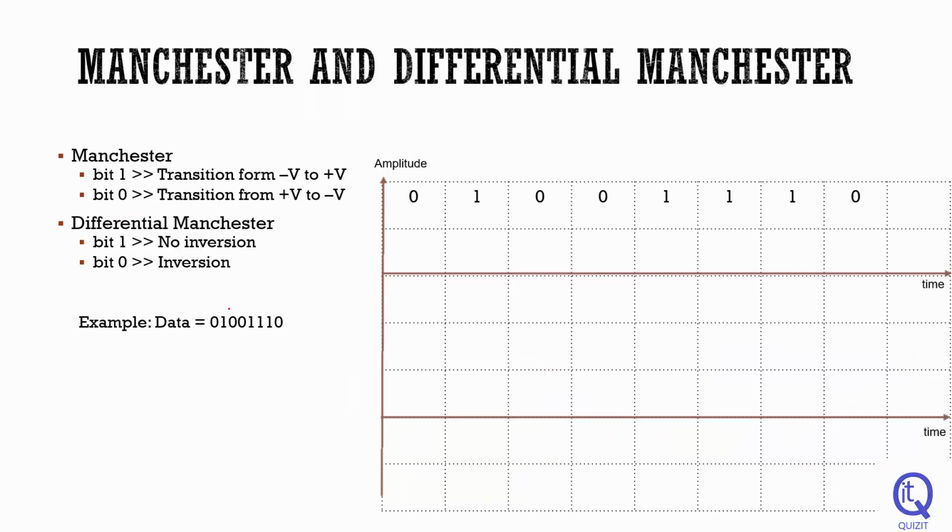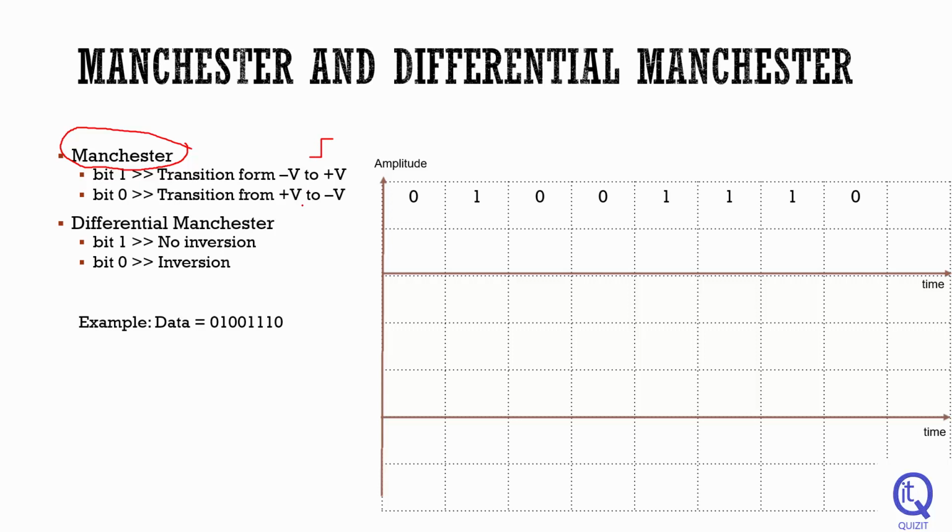So now the last encoding scheme, Manchester and differential Manchester. In these schemes, it includes extra transitions in the middle of the intervals. The benefit of this extra transition is it provides synchronization information. So here, when we talk about Manchester encoding, for bit 1, we have to make a transition from negative voltage to positive voltage. And for bit 0, we have to make a transition from positive voltage to negative voltage. So from negative voltage to positive voltage means something like this. So your signal should rise up.